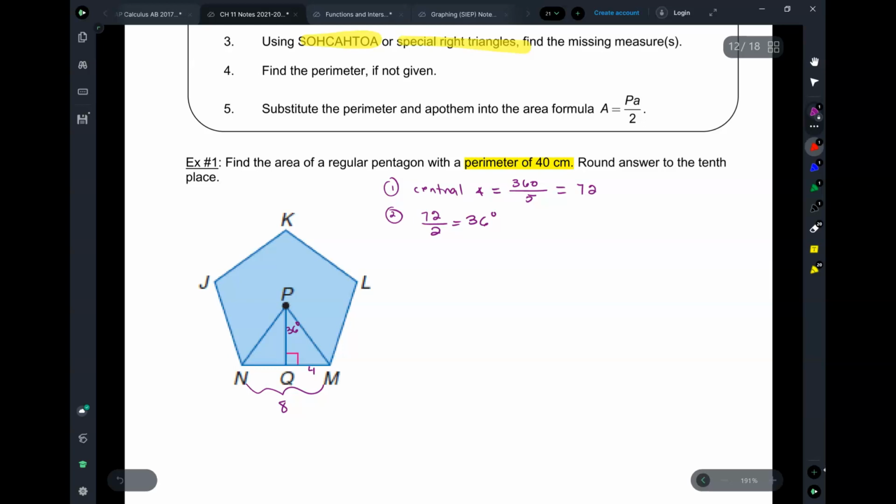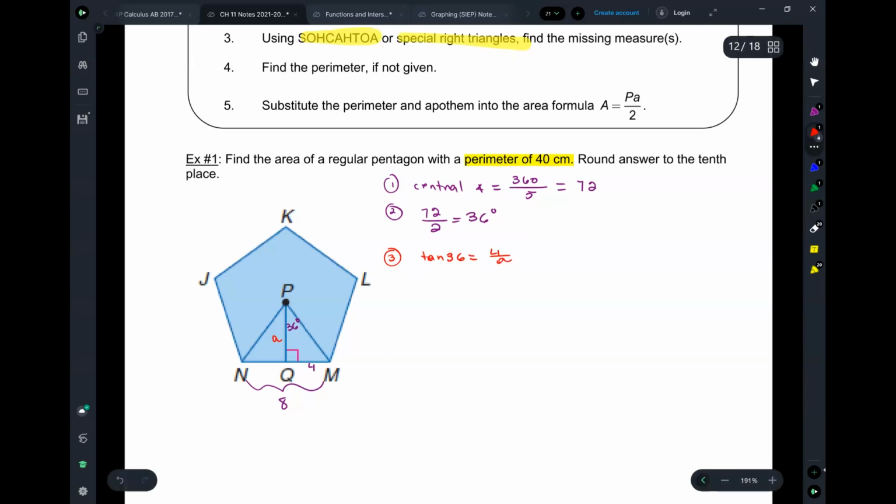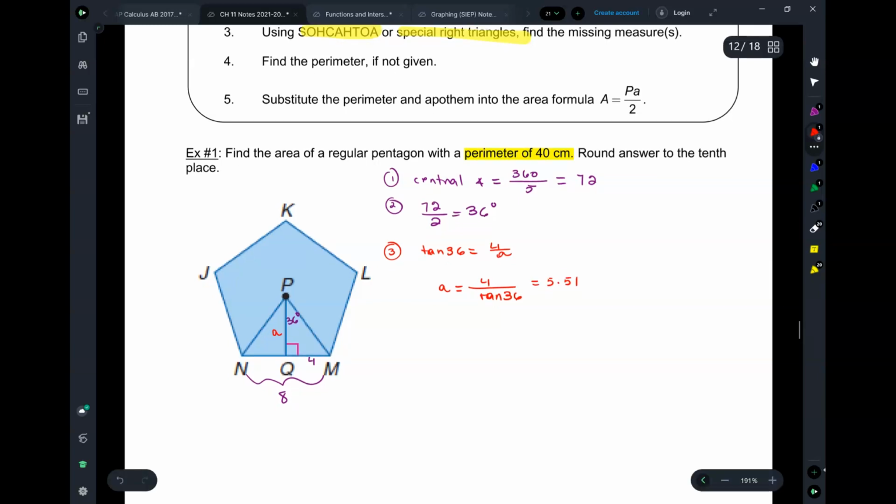Next, I need to find A. So that's number 3. I need to use SOHCAHTOA to find A. Well, if this is the angle, the opposite over the adjacent is tangent. So I say tangent of 36 is 4 over A. Okay, be careful here, right? Especially on tests when you rush, you do the divisions incorrectly. So A is 4 over tangent of 36. And I'll tell you, that will be 5.51. So that's the apothem, 5.51.